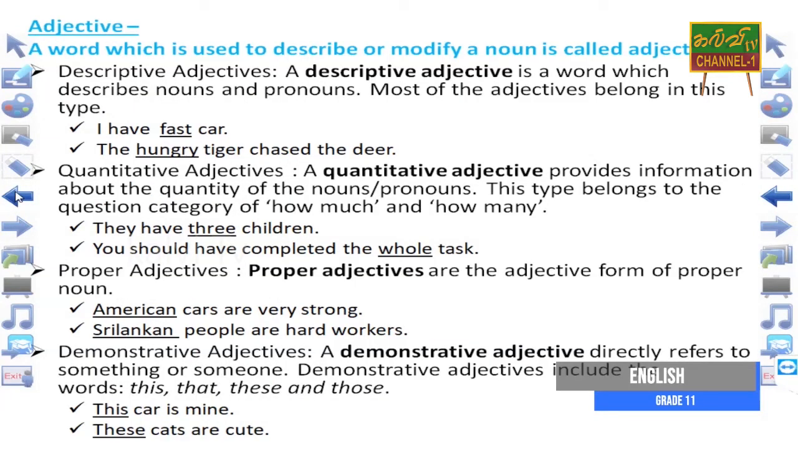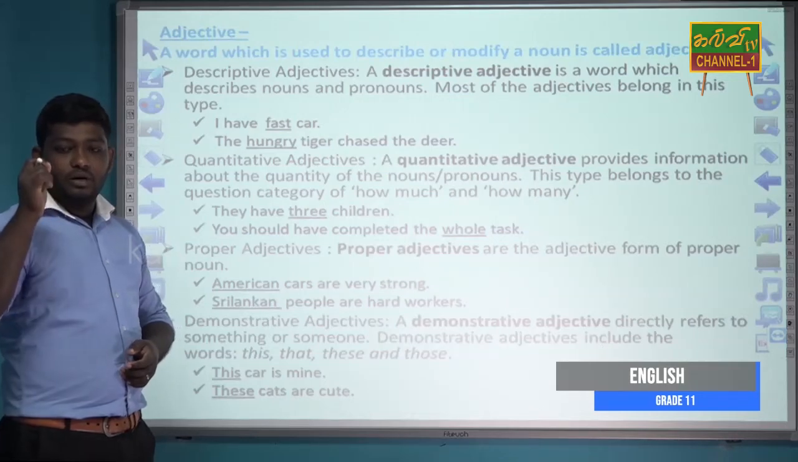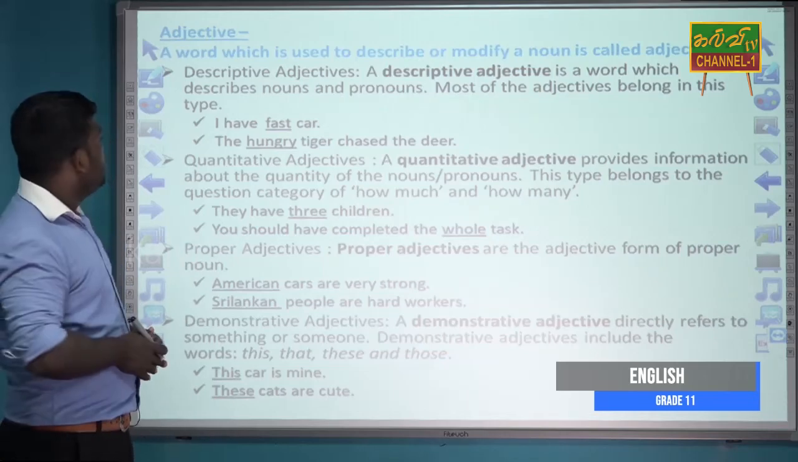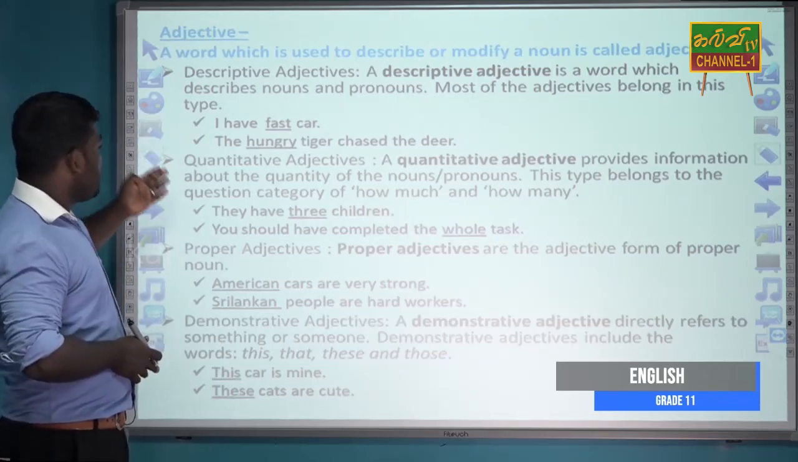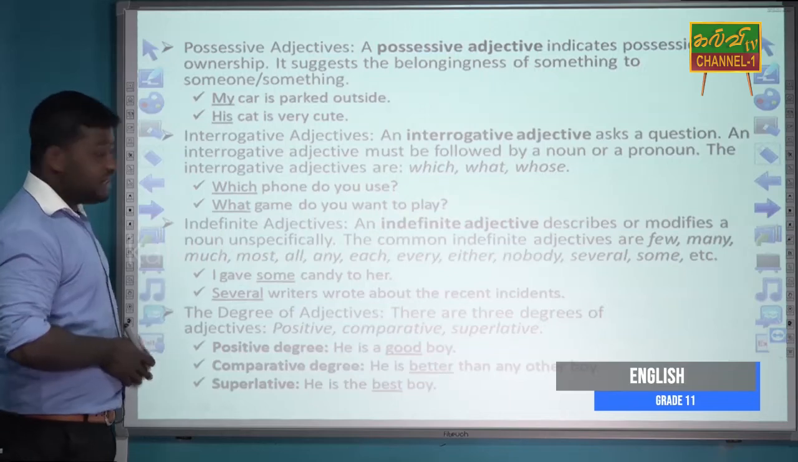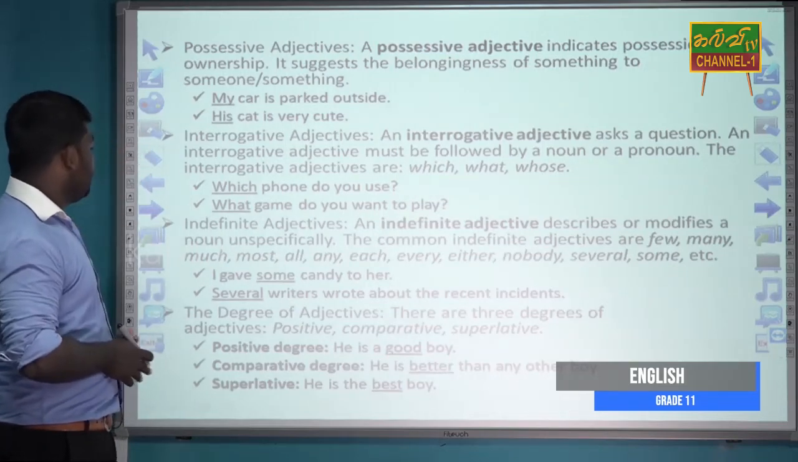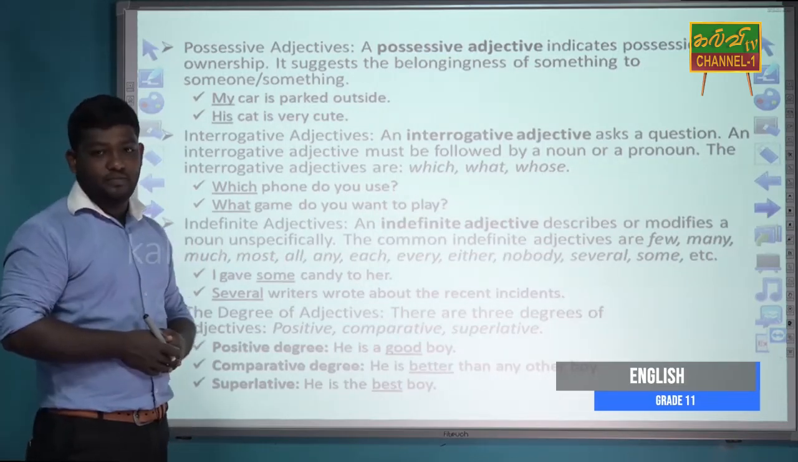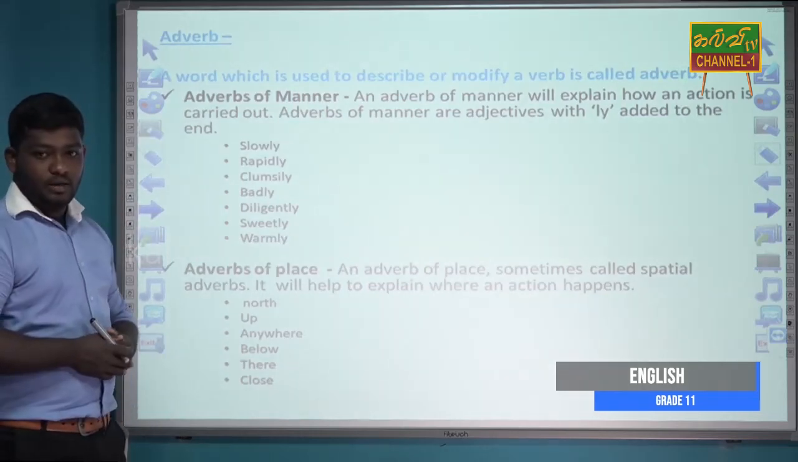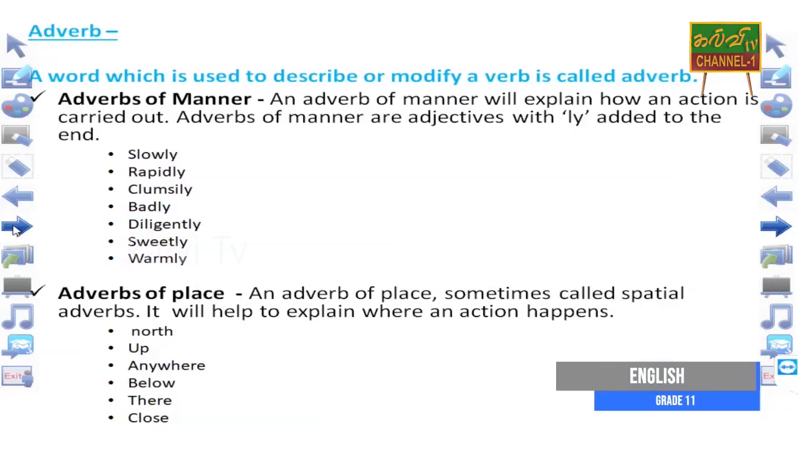What do you mean by adjective? A word which is used to describe or modify a noun can be called an adjective. It can be divided into descriptive adjective, quantitative adjectives, proper adjectives, demonstrative adjective, possessive adjective, interrogative adjective, indefinite adjectives, and adverbs. It is also like an adjective, but it will describe the verb.